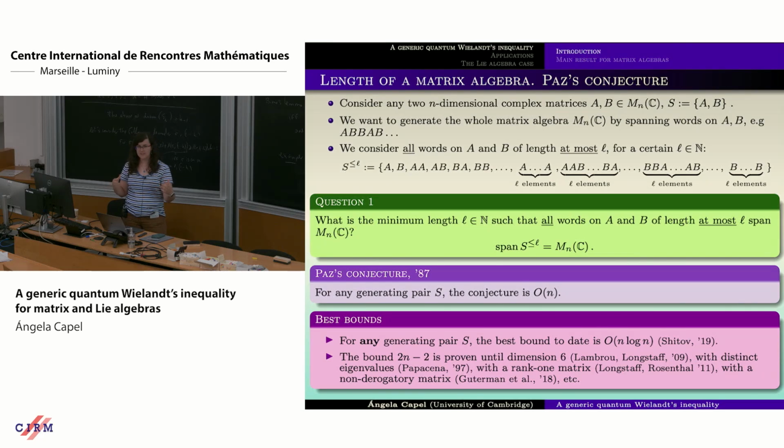And then it's also proven in some particular cases. So for example, when you have two matrices that have different eigenvalues, or when one of your two matrices is a rank 1 matrix, or for example, when one of them is a non-derogatory matrix, which means that if you take all the powers of the matrix up to n minus 1, then all of them are linearly independent. Okay, so in all these particular cases, the conjecture is actually proven.